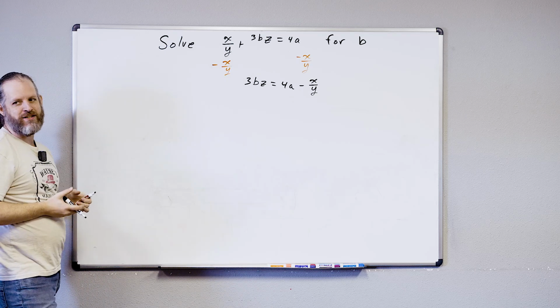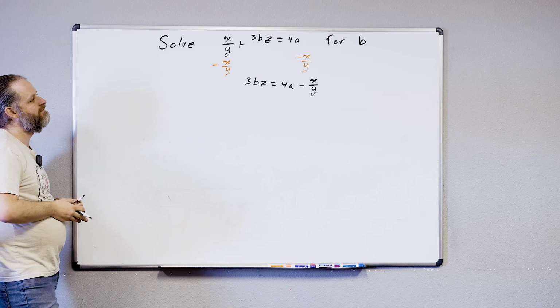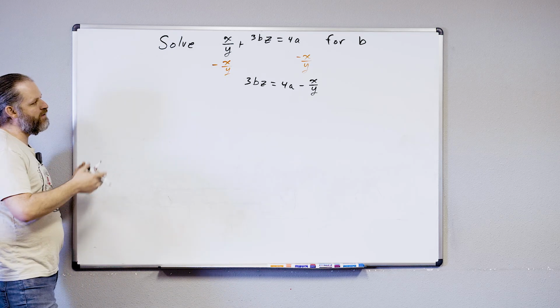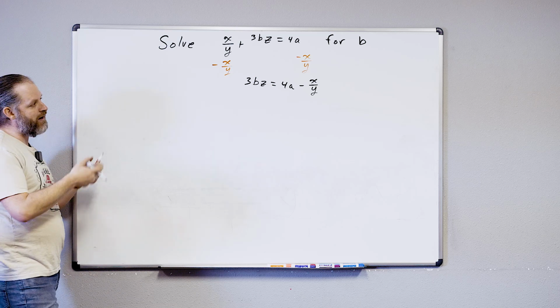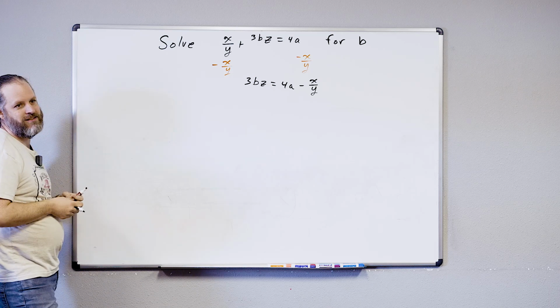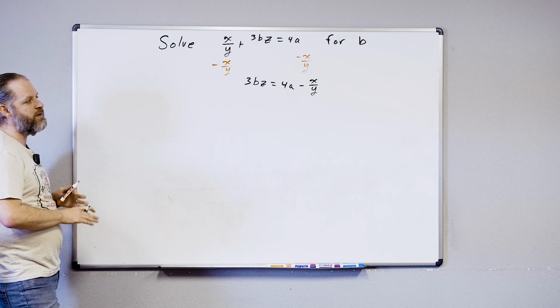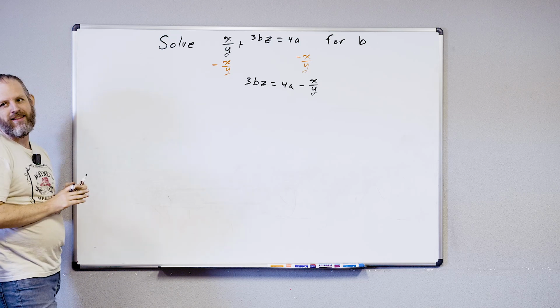Now what's still attached to the B? The Z and the 3. They're attached the same way, so I bet we can go ahead and get rid of them at once. Now this is gonna make something a little bit tricky in a second, but we got this. We can do it.